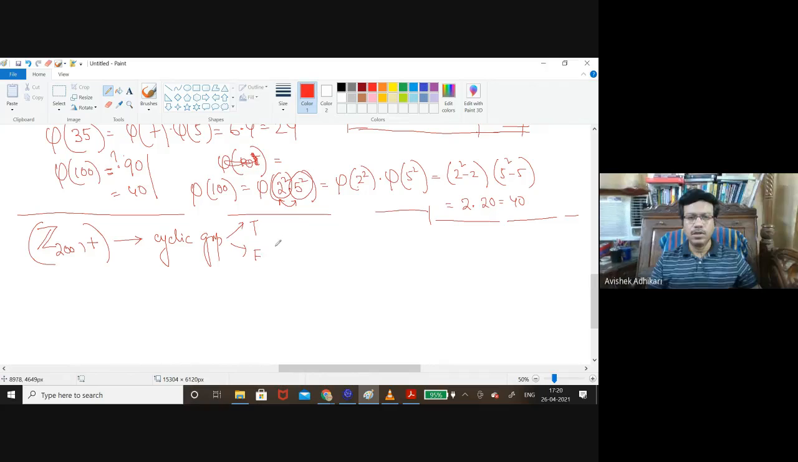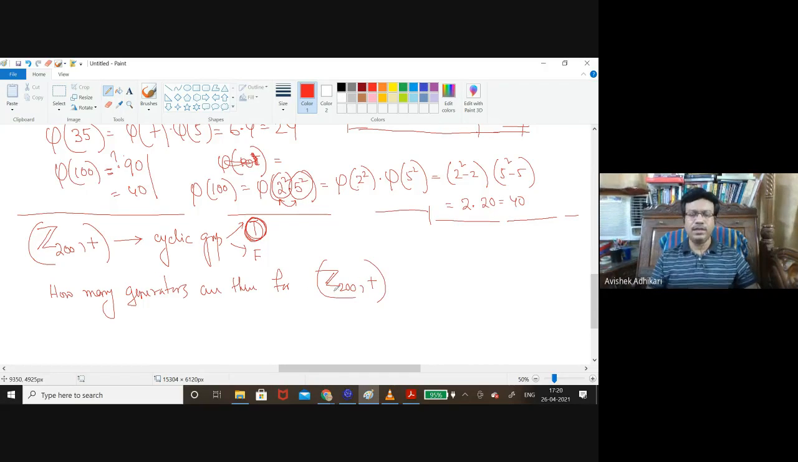True. Is this true? Now that means it has some generator. If I ask you how many generators are there for Z200 plus? Very quickly, can somebody give me the answer?